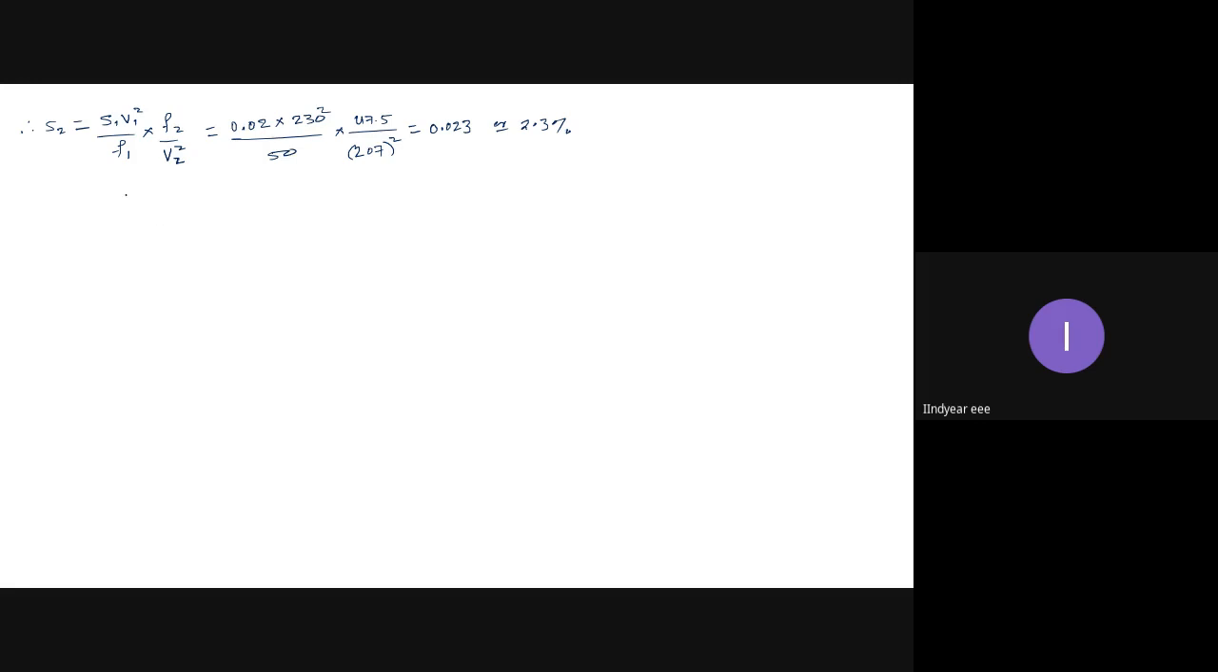And therefore N2 is equal to NS2 into 1 minus S2. NS2 is, sorry, not 980, 950, into 1 minus 0.023.